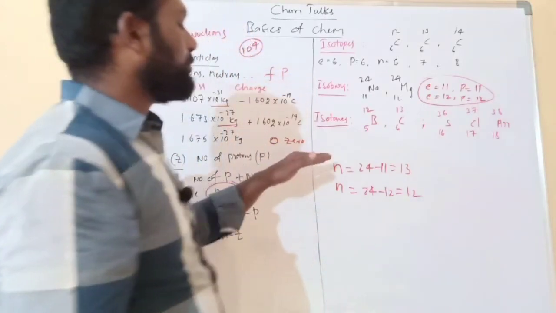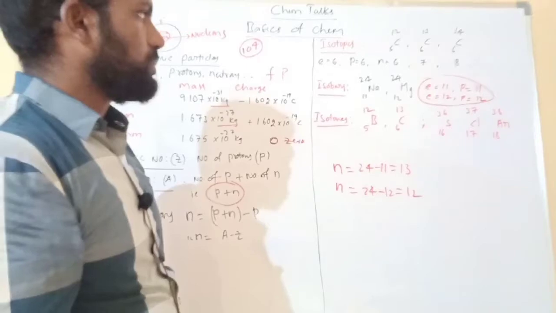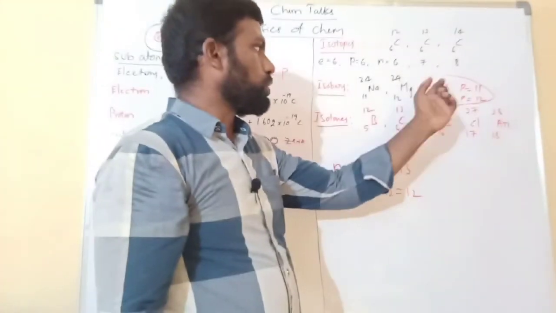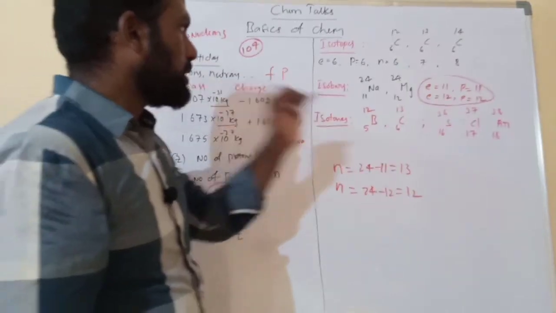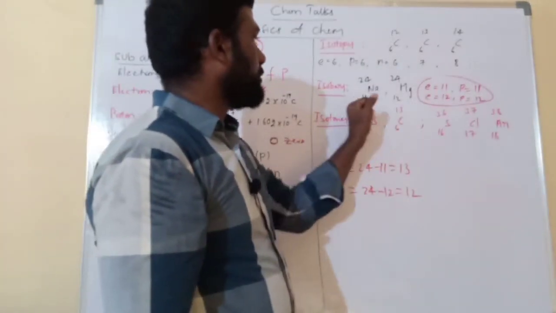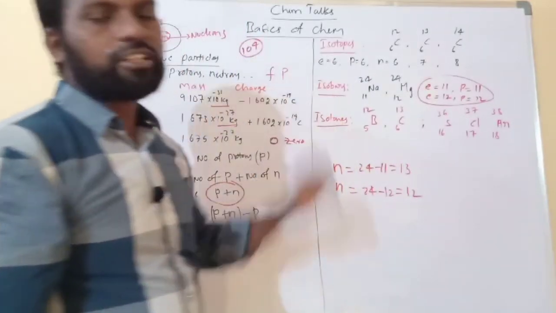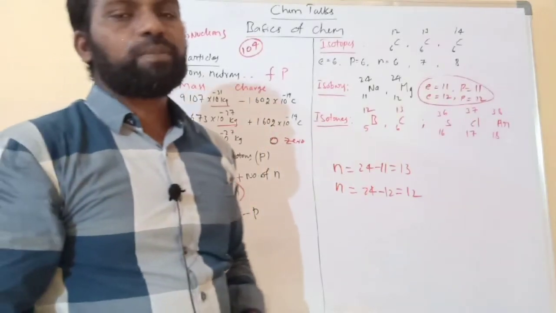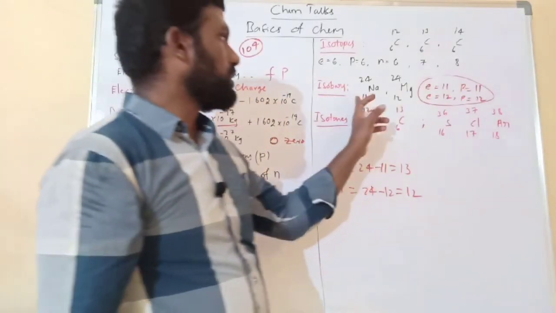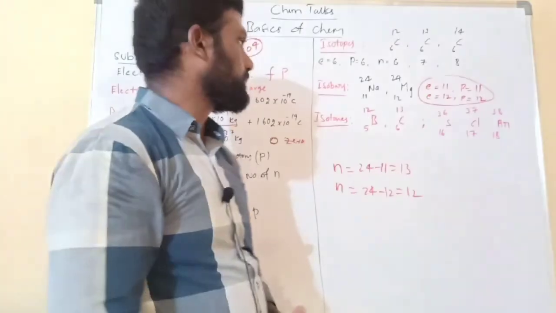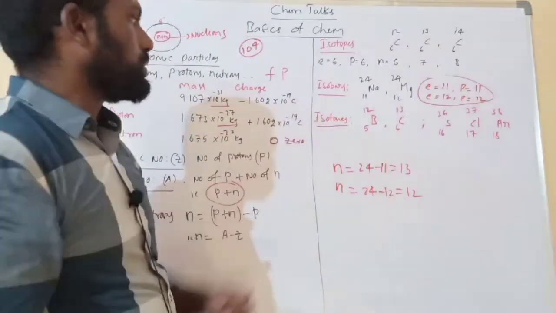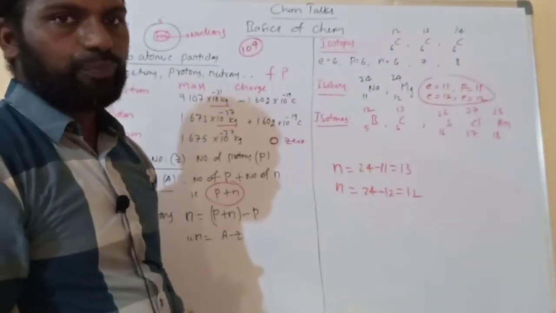That means they have different number of neutrons also. That means electrons are different, protons are different, neutrons also different. Then what is the similarity? Here they have same mass numbers but different atomic numbers. So simple definition for isobars is species which are having different atomic numbers but same mass number. Note down this point.